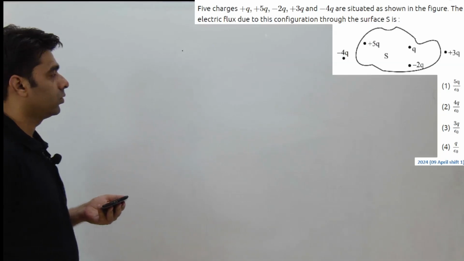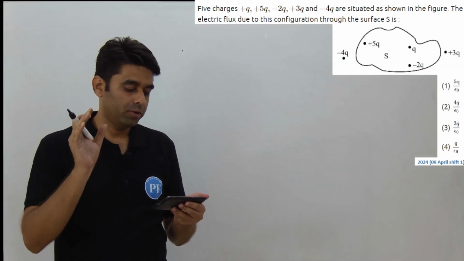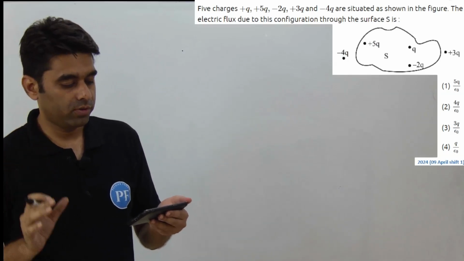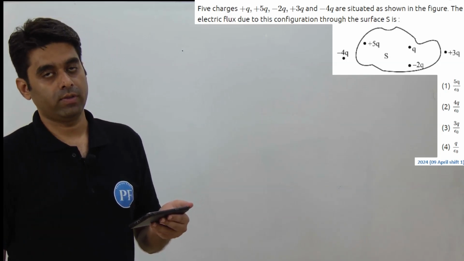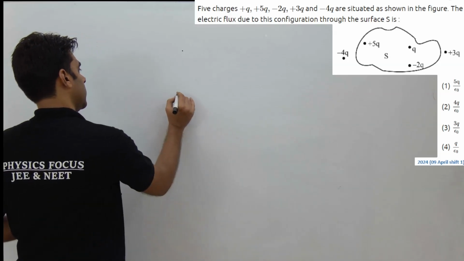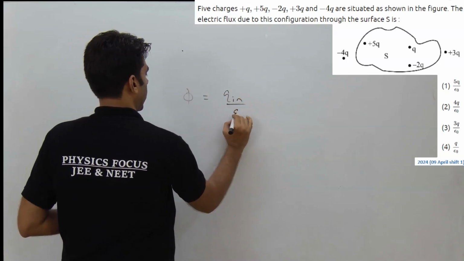Yeah. So the question we have is: 5 charges, plus q, plus 5q, minus 2q, plus 3q and minus 4q, are situated as shown in the figure. The electric flux due to this configuration through the surface S. Right? The diagram is there in front of you. What does our Gauss law say? Flux is equal to q inside by epsilon naught.